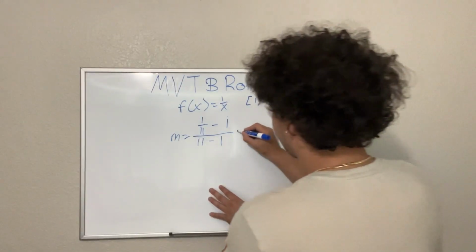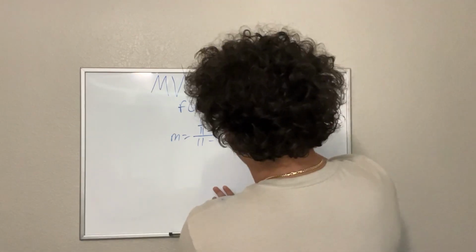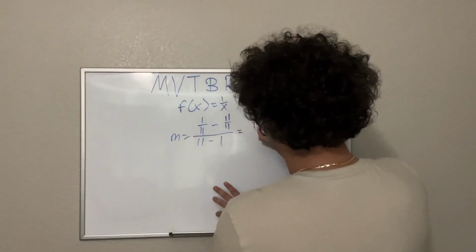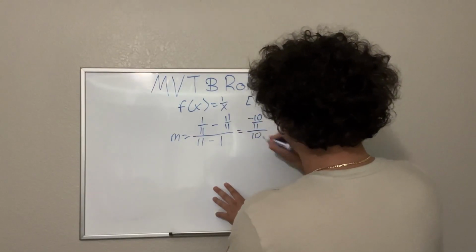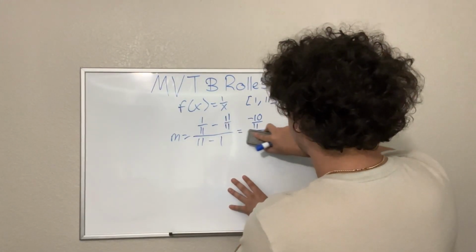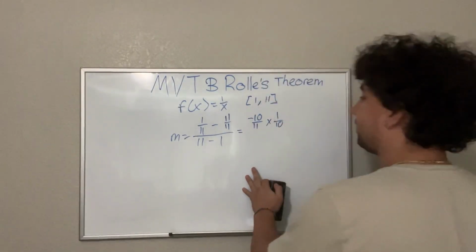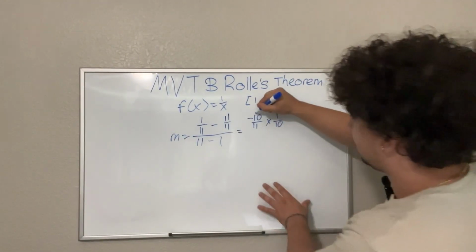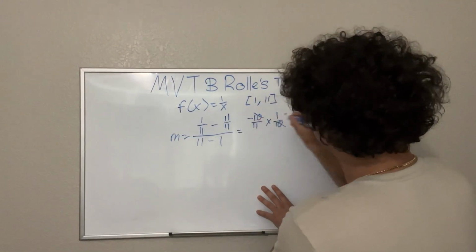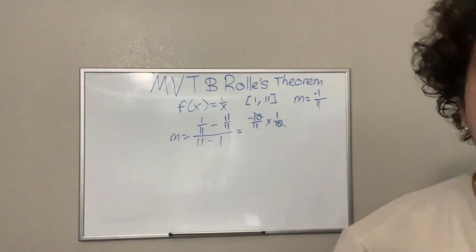Well, now I just solve. I'm going to rewrite 1 as 11 over 11. 1 minus 11 is negative 10. 11 minus 1 is 10. Anytime you're dividing by a complex fraction, it's the same thing as multiplying by the reciprocal. Look at this, they cross reduce. And in this case, I get m is equal to, well, negative 1 times 1 is negative 1, 11 times 1 is 11. All right, so now I know that my m value is negative 1/11.